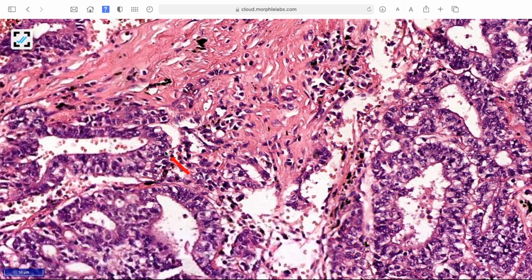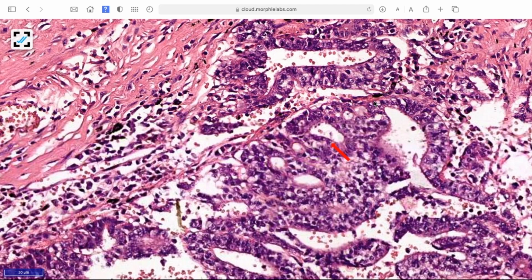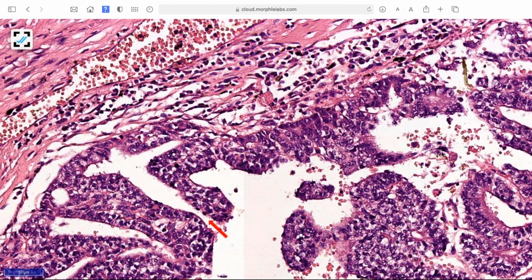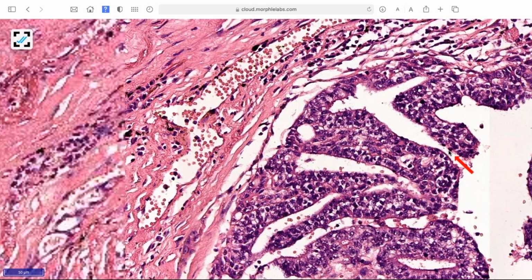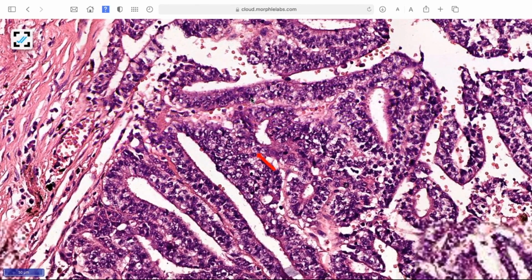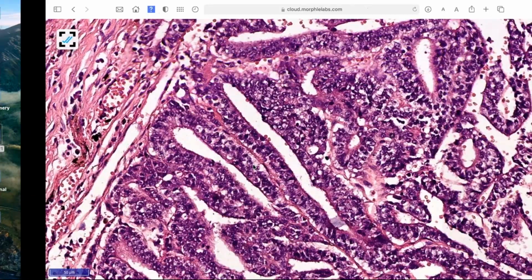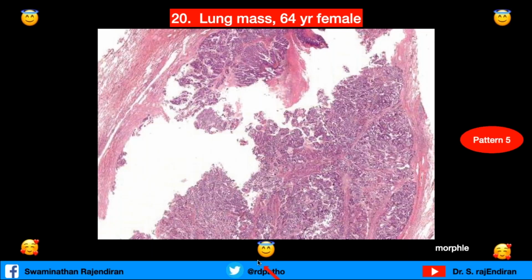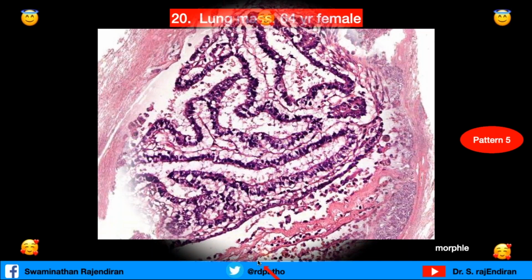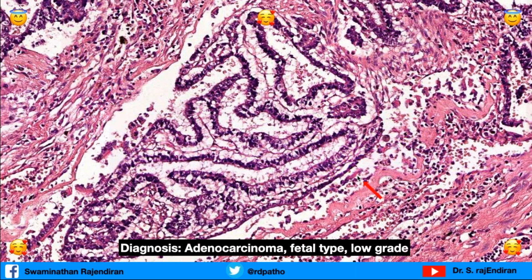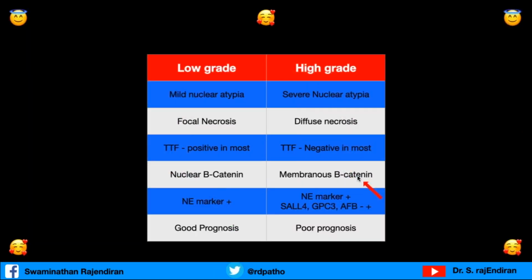So when you see adenocarcinoma with a lot of subnuclear vacuolations and the cells near the top of the cell border, you have to think of adenocarcinoma fetal type. Okay, so this is adenocarcinoma fetal type. See the clear vacuolations, early secretory phase, day 16, 17. So adenocarcinoma fetal type. And again, it's divided into low grade and high grade.